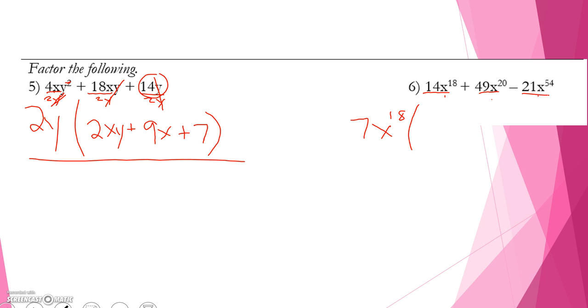So for the first one, 14 divided by 7 is 2. The x to the 18ths are gone. Plus, that next one, 49 divided by 7 is 7. 20 on x is on top, 18 on bottom. You subtract them. 20 minus 18 is 2. Last one, 21 divided by 7 is 3. I subtract 54 minus 18, and I get 36. And that's your final answer for that one.